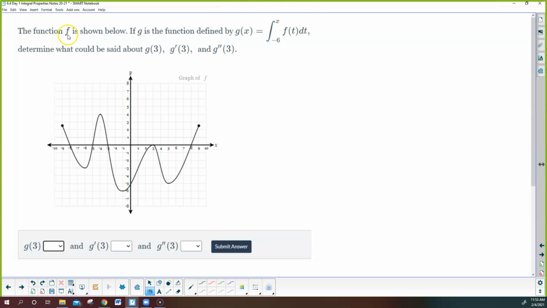So the function f is shown below. So, all right, here's the graph of f. G is given by g of x equals the integral from -6 to x of f of t. Well, what does that mean? G is the area underneath the curve. Okay, well, let's find that. Because they want me to determine the sign value of g of 3. Well, if g of 3, all I'm going to do is plug in a 3 here.